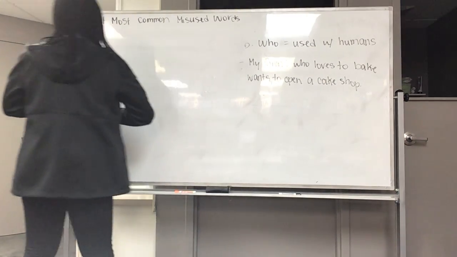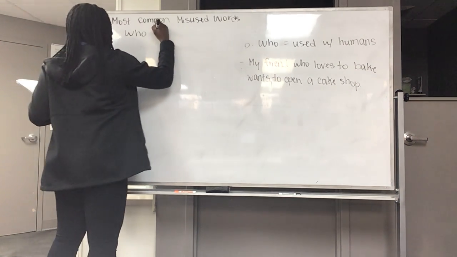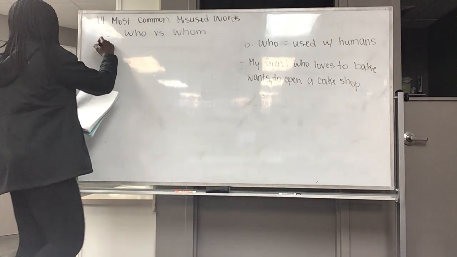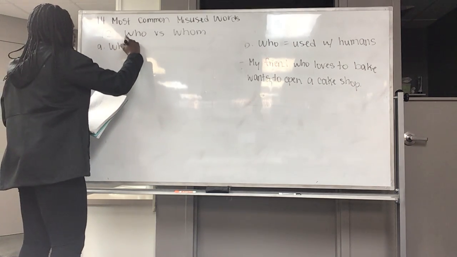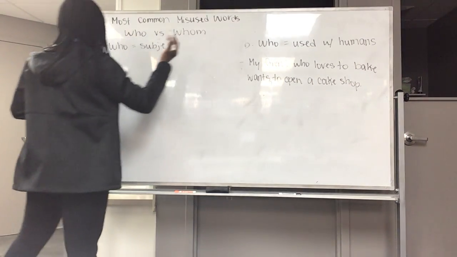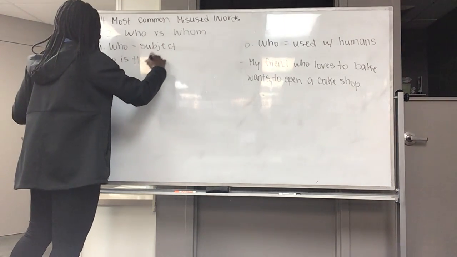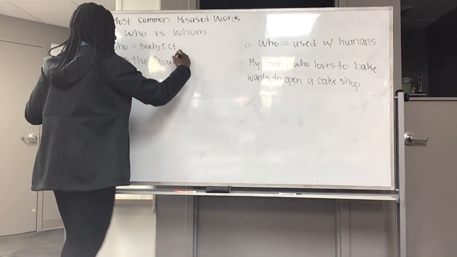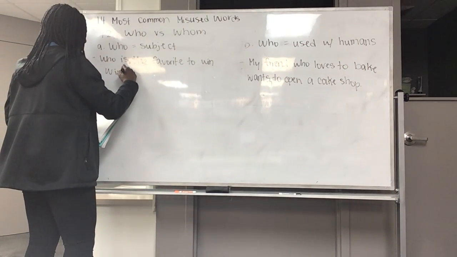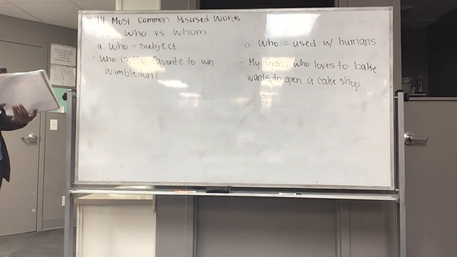Number 12 is who versus whom. So we use who when we're talking about the subject. And I could say, "Who is the favorite to win Wimbledon?"